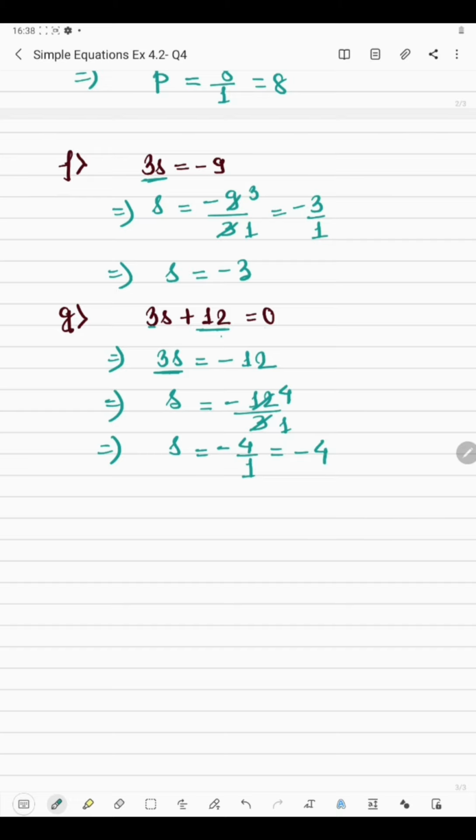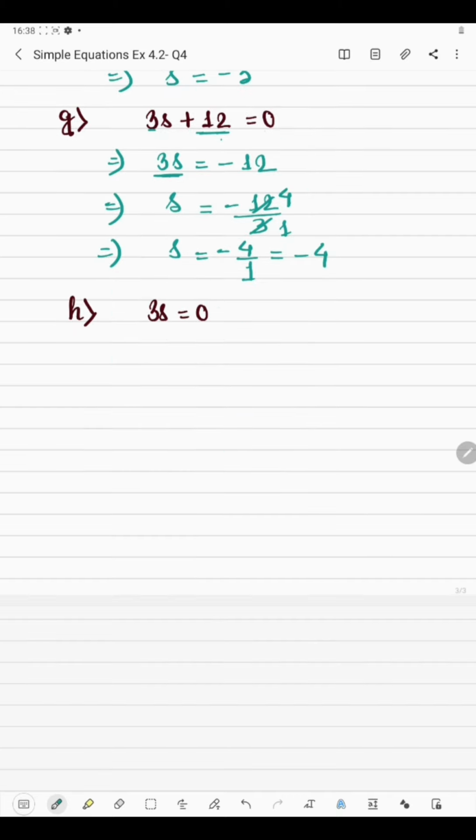Okay. Now coming to the next part, we have 3s is equal to 0. 3s is equal to 0 means 3 is multiplied by s. So what will be the value of s? Here on the right hand side we have 0. Now if we transpose 3 to the other side, it will be division. So it will be 0 by 3, and we know that 0 divided by any number is 0. So the value of s is 0.